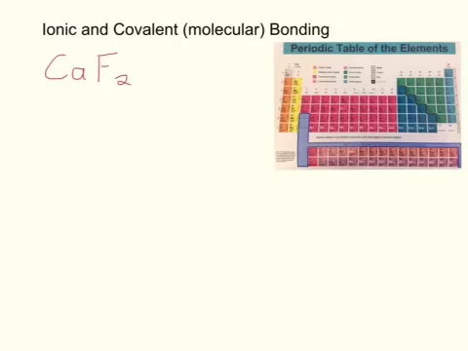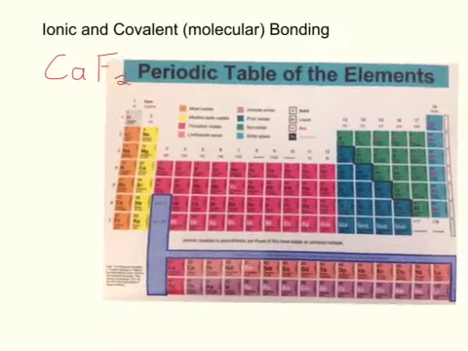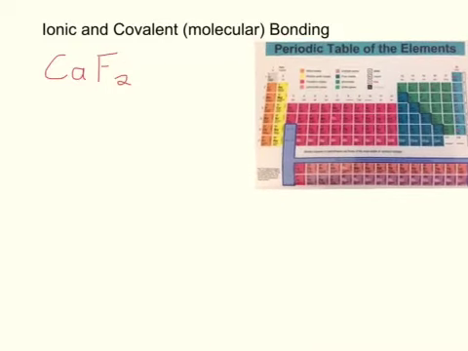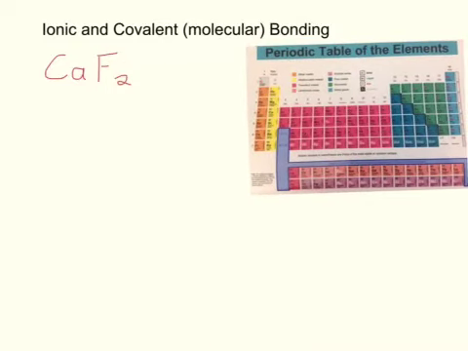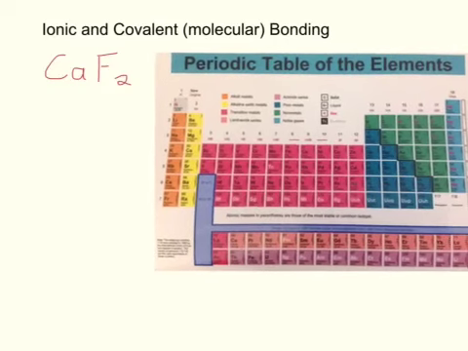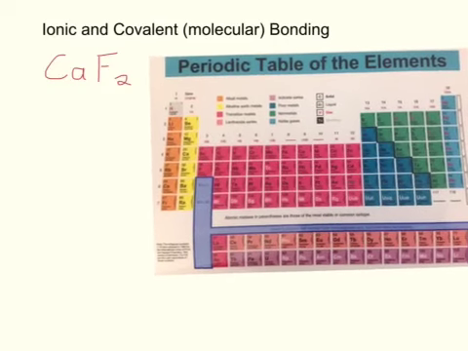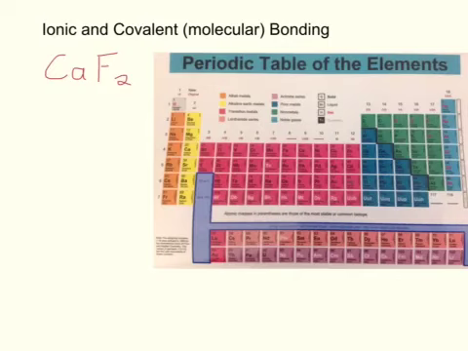So our first example we're going to look at is calcium and fluorine. You can see here I've included a periodic table, so we can take a look at that. And we've got calcium and fluorine. So the first question you need to ask yourself is, what am I dealing with? What have I got here? Is this ionic or is this covalent? How do we decide that? Well, first we have to locate calcium and we have to locate fluorine on the periodic table.